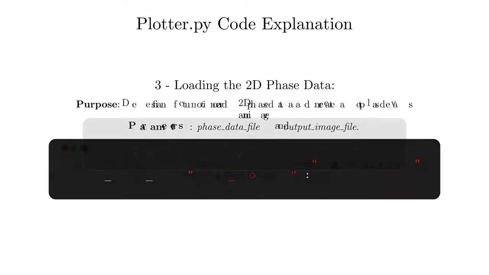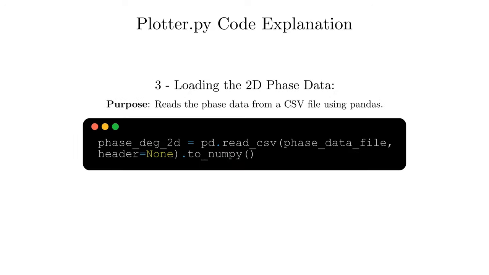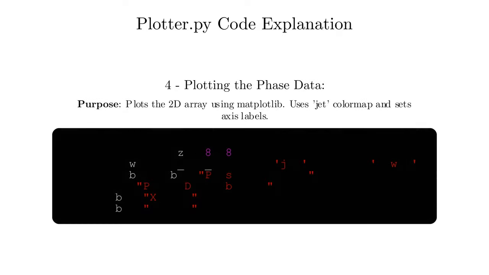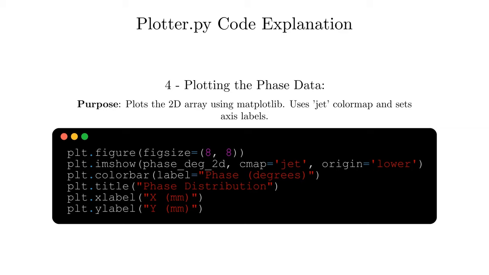Step 3. Loading the 2D phase data. Purpose: reads the phase data from a CSV file using pandas. pd.read_csv reads the CSV file without headers, indicated by header=None, and converts it into a pandas data frame. .to_numpy converts the data frame into a NumPy array for easier plotting and numerical operations. Step 4. Plotting the phase data. Purpose: plots the 2D array using matplotlib.